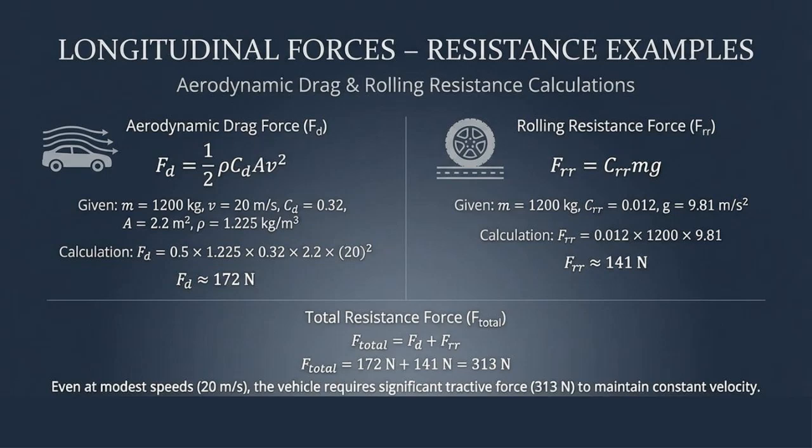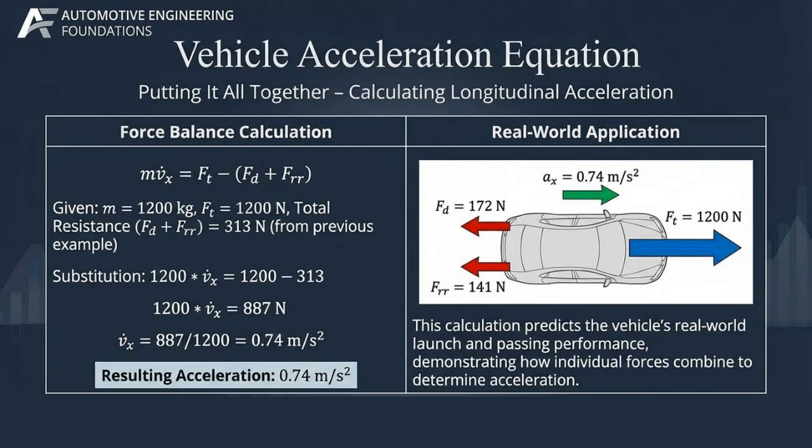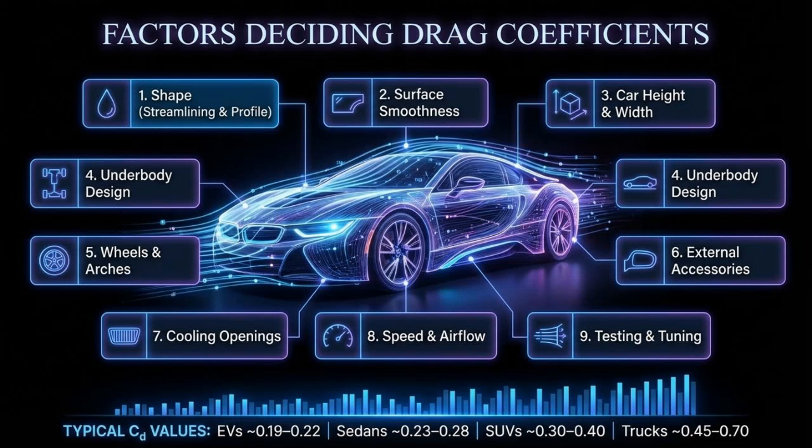As a result, doubling the vehicle's speed leads to a fourfold increase in drag force. This drag force ultimately limits the maximum achievable steady-state vehicle speed. The example provided here helps us to understand the fact that by calculating the traction force, drag force, and the rolling resistance forces, we can understand the accelerating nature of the EV, which in turn predicts the launch and passing performance. The drag coefficient is governed by vehicle geometry, surface quality, and airflow management.